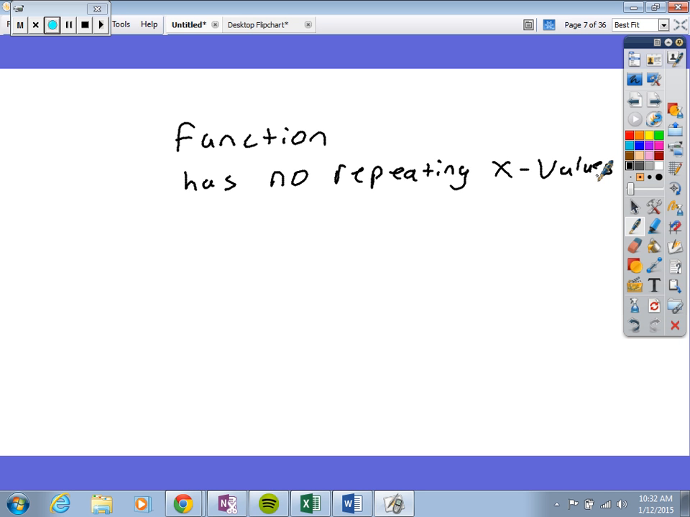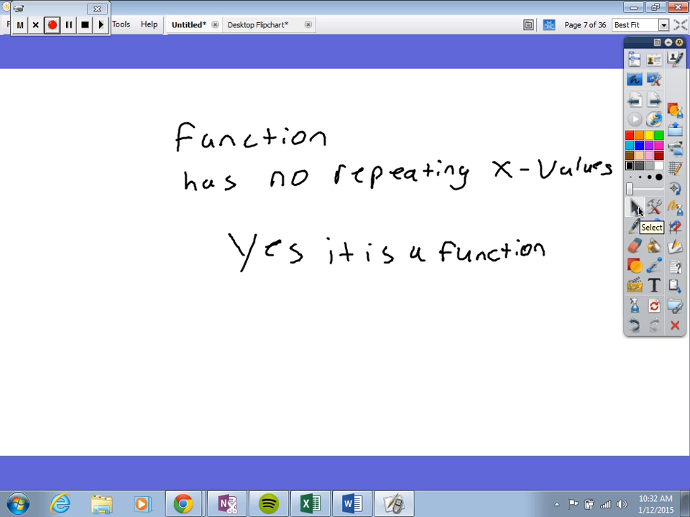So we're just going to look through here. We're going to see that our x values are 11, 12, 13, 14, 15, and 16. Since I have no repeating x values, I am allowed to say yes. It is a function.